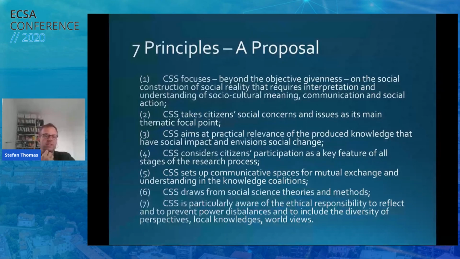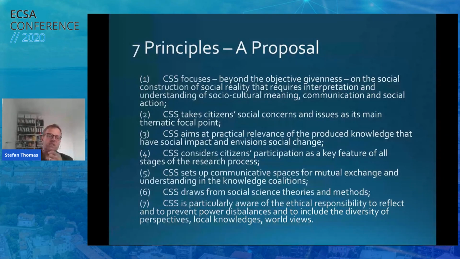The second point, which all derives from the first point, is that citizen social science takes citizens' social concerns and issues as its main thematic focal point. The reason for this is that if citizens research social topics, then they are not neutral to them. Those topics are related to their needs, interests, and wishes. So they have an interest in all these topics, so that they become social concern issues.